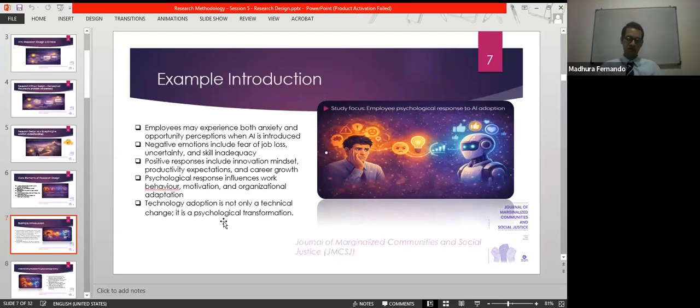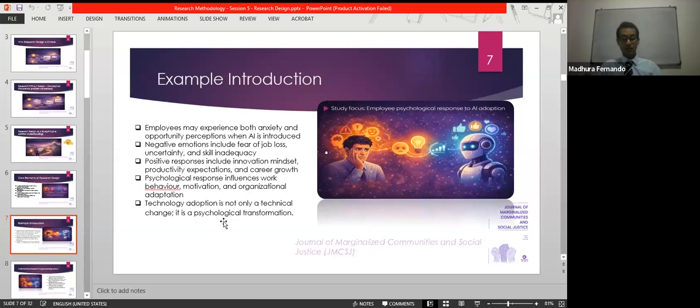The last point is that technology adoption is not only a technical change, it is a psychological transformation. You can adopt different types of technologies, but without a positive mindset, you can't implement that. You can't get that into your practice, because if you are reluctant to use the AI tools, you're not going to capitalize on that in your professional life.